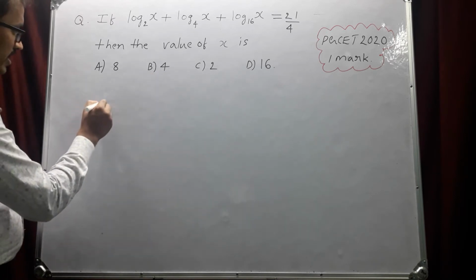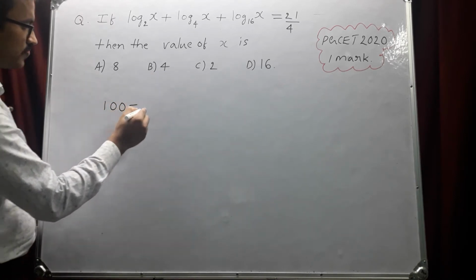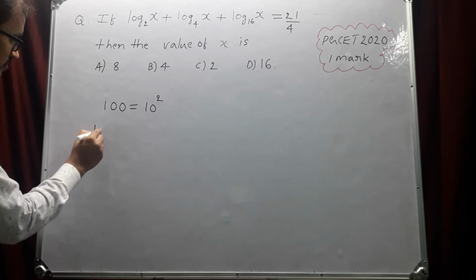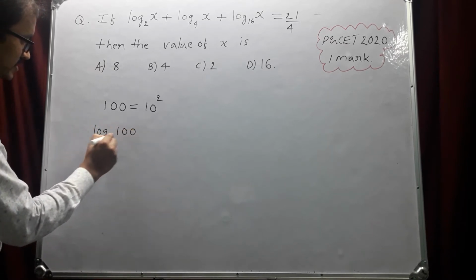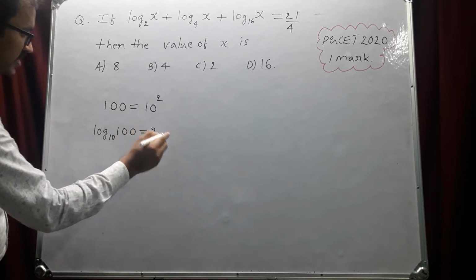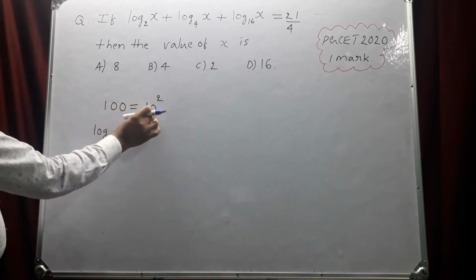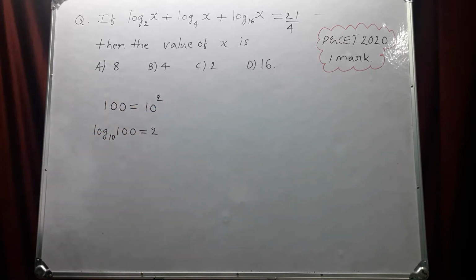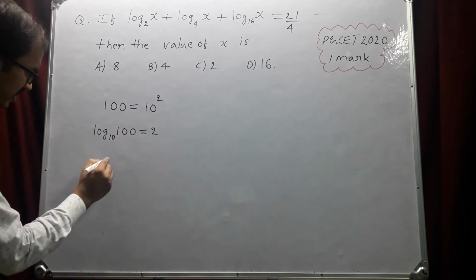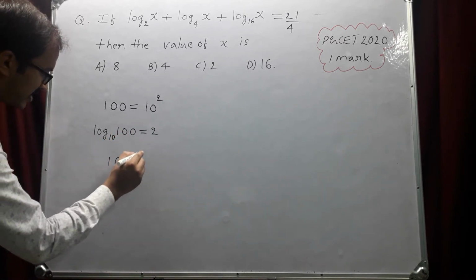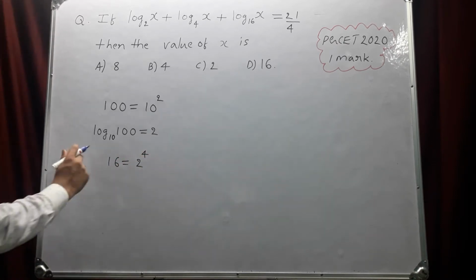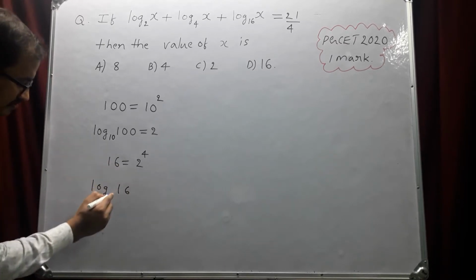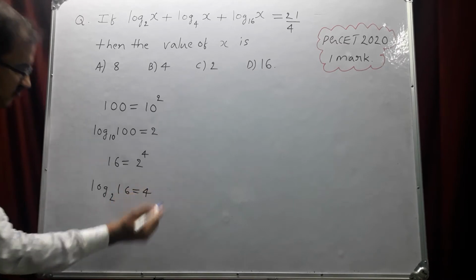So we know that we can write 100 is equal to 10 square. So in terms of log, what can we write? Log 100 to the base 10 is equal to 2. So if 100 is equal to 10 square, then log of 100 to the base 10 is equal to how much? 2. Similarly, we can write 16 is equal to 2 power 4. So in terms of log, what can we write? Log 16 to the base 2 is equal to 4.